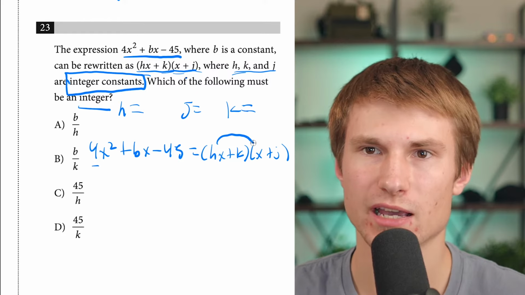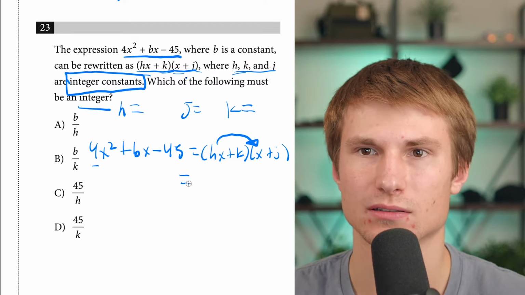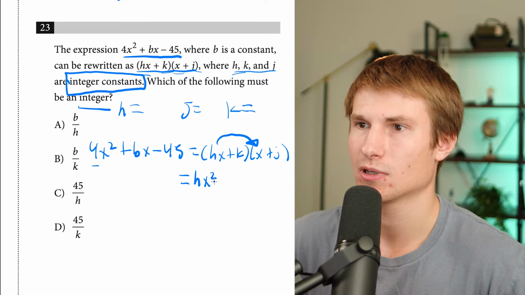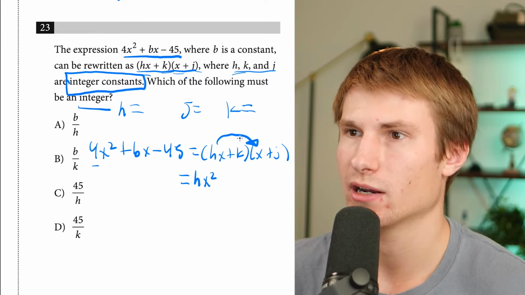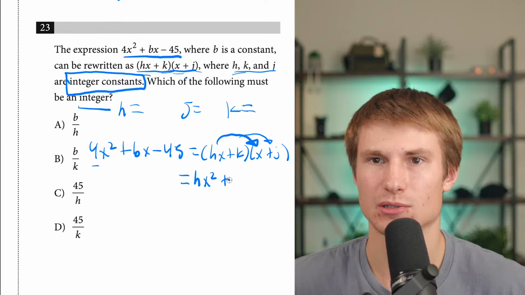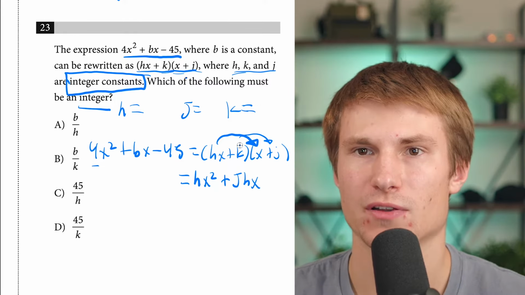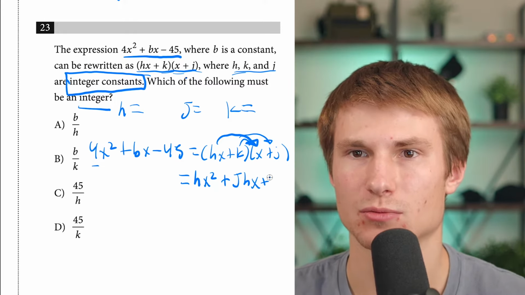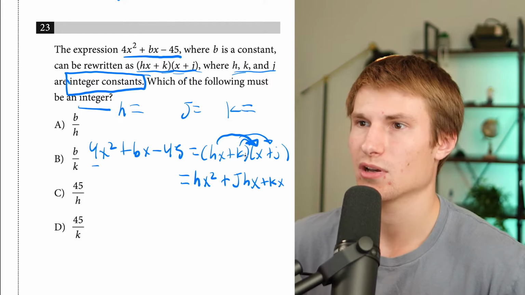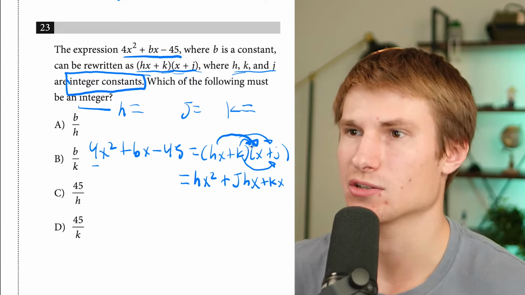All right, so we take this hx and multiply it by x. That's going to give us hx squared. The next thing we're going to do is take our hx and multiply it by j to give us plus jhx. We also have to take this k and multiply it by x, so plus kx. And then we also have to take this k and multiply it by j, so plus kj.